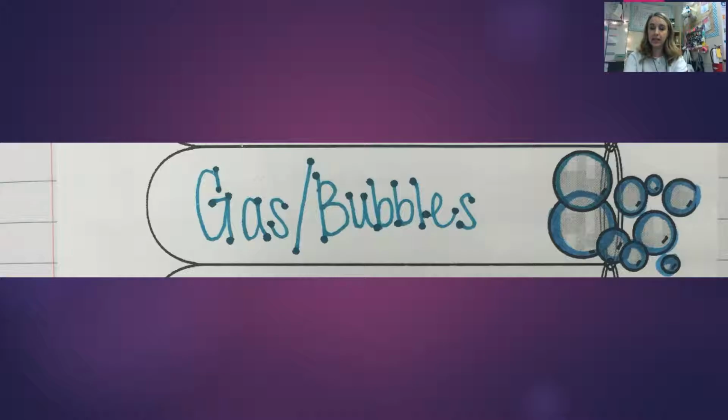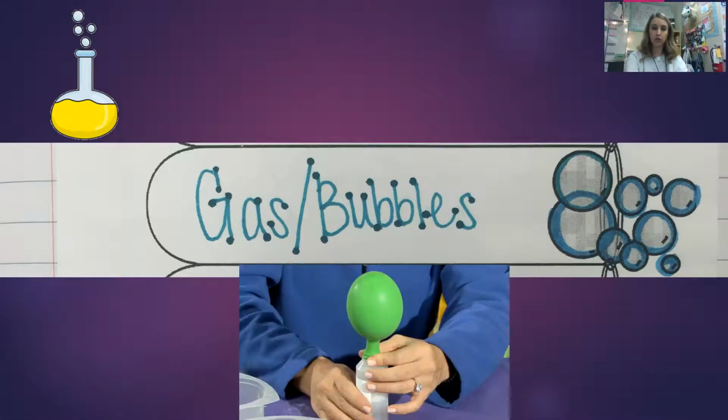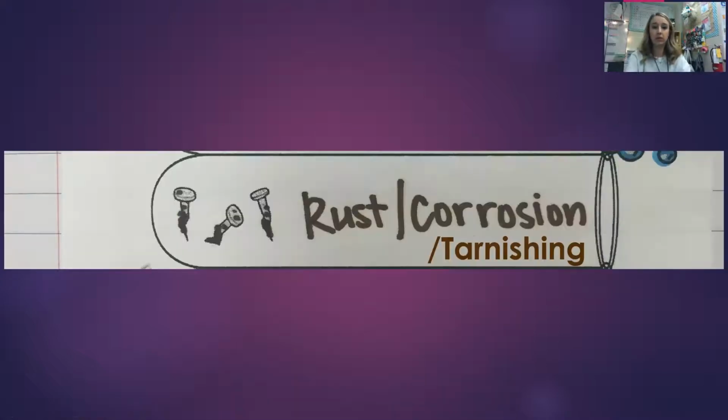Okay, my next evidence of a chemical change is gas and bubbles. Anytime you see bubbles, that's an indication that a gas is being created. That's why gas and bubbles go together. Anything that you mix together where you start to see bubbles would be an indication of a chemical change. Here's an example where they mix something in this bottle and it starts blowing up the balloon. That's an indication that a gas is being formed, because that's what's making the balloon fill up.